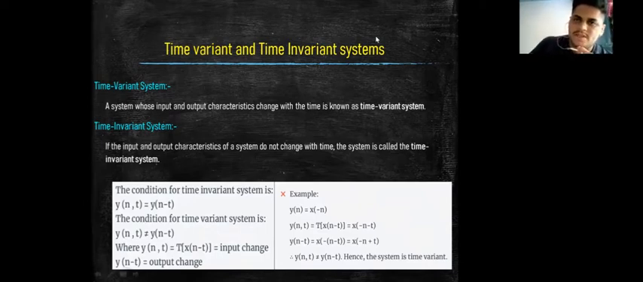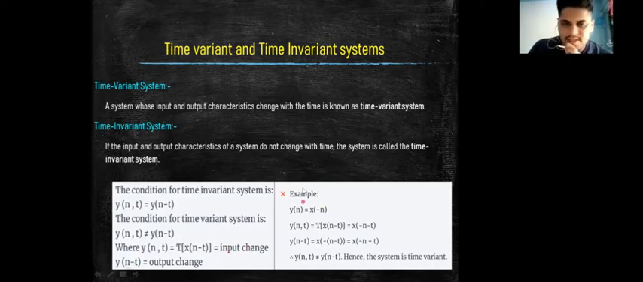So I have mentioned here some conditions. This is the condition for the time invariant system, where y(n, t) is equal to y(n minus t). If this is equal, then we can say that it's invariant. Basically, there is no variance between the input signal and output signal, which means a time invariant system. If there is some variance, then it is called a time variant system, where y(n, t) is equal to T, which is caused by the system, x(n minus t), which is the input change, and y(n minus t) is the output change.